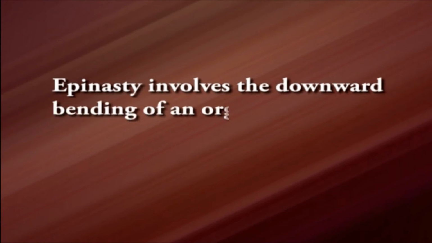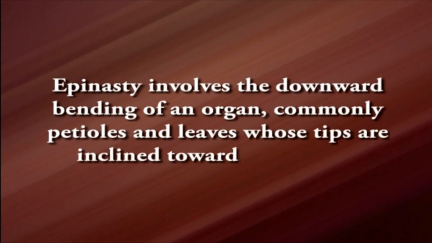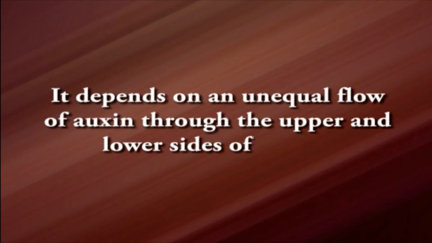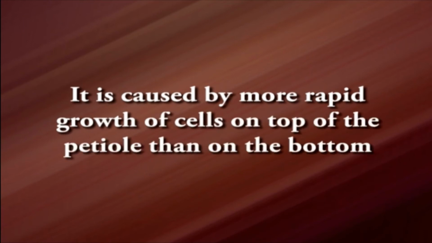Epinasty involves the downward bending of an organ. Commonly we have seen the petioles and leaves whose tips are inclined towards the ground. It depends on an unequal flow of auxin through the upper and lower sides of the petiole. It is caused by more rapid growth of cells on top of the petiole than on the bottom.